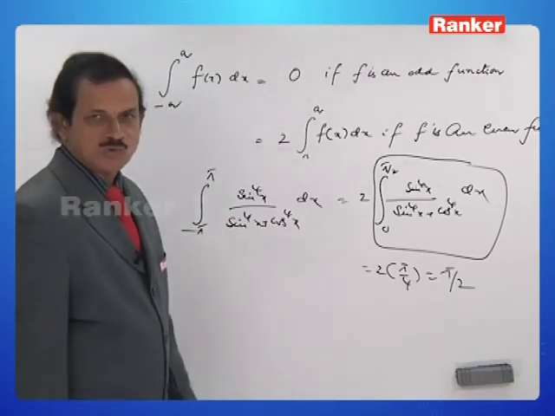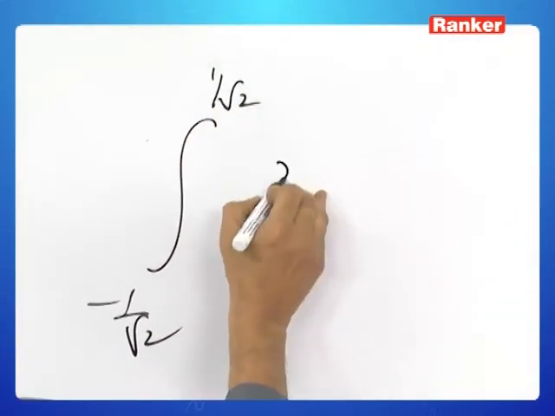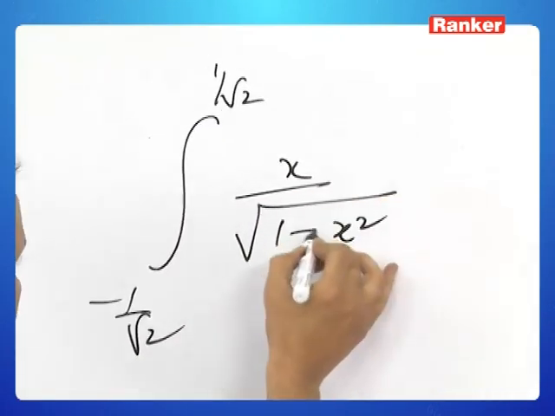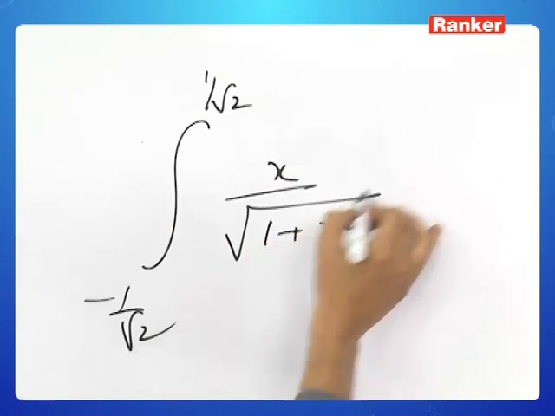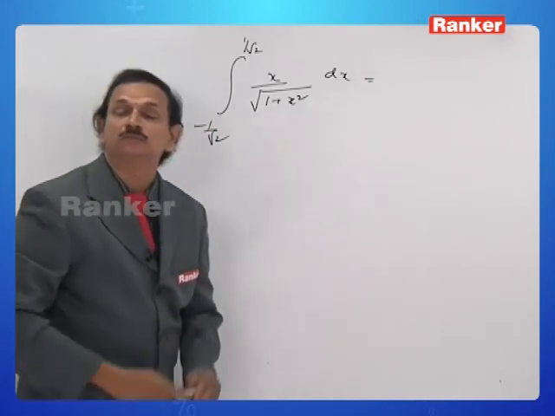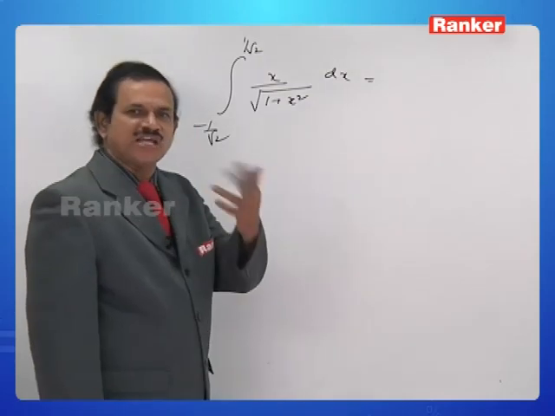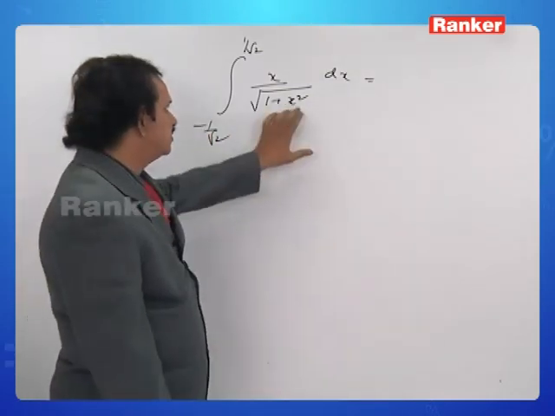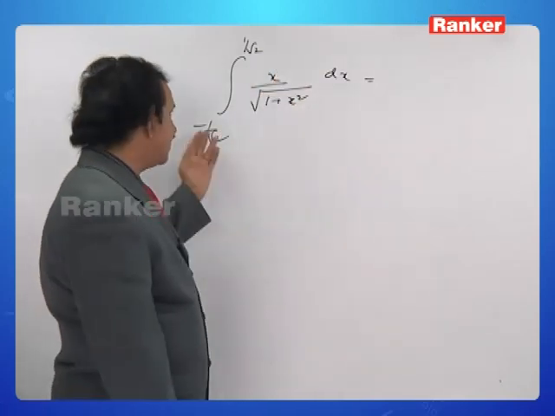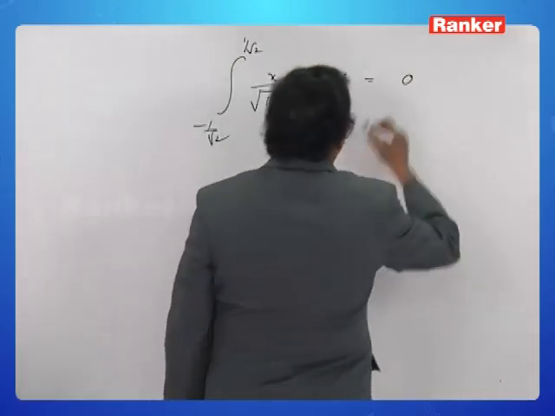Let us have one more. Answer please. Without using any steps, you can read the answer. This is an even function. This is an odd function. The quotient is an odd function, and it is in the form minus a to a. Hence it is surely 0.